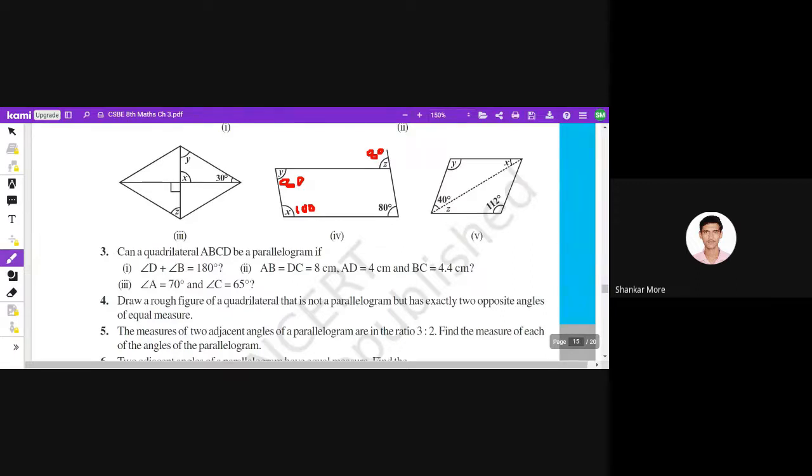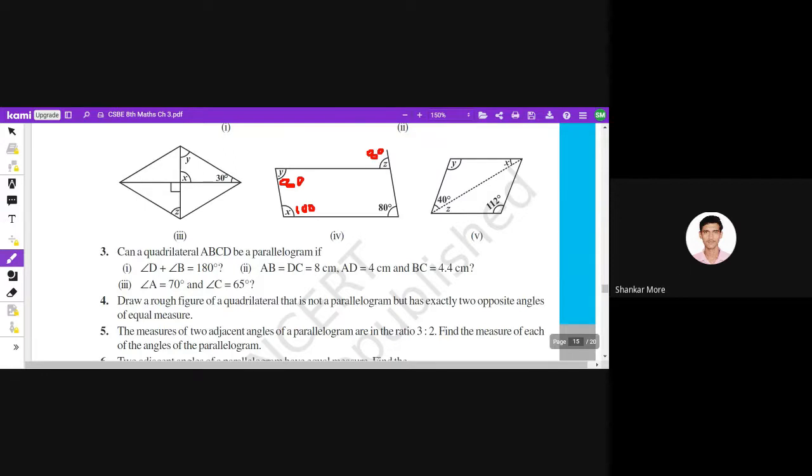Sir, show the fourth question. Yeah, I have already written it over there. See, the opposite angle of 80 is Y, right? And Z is again 80, X is equal to 100. Okay, if it is not clear, we can take this question in the next class.